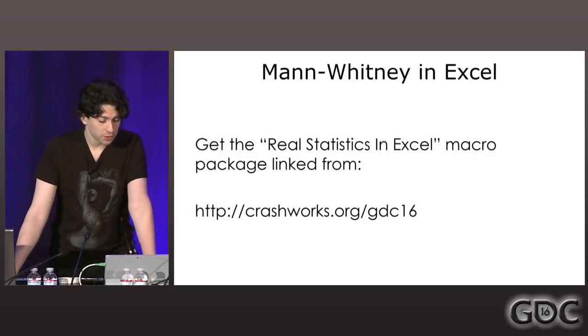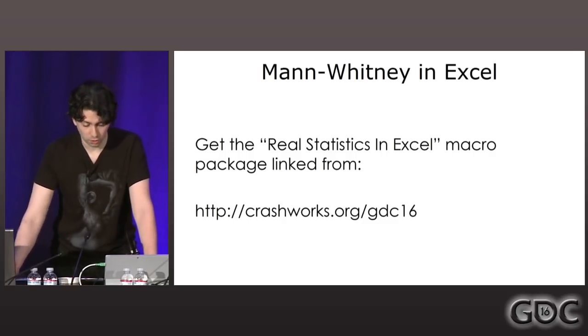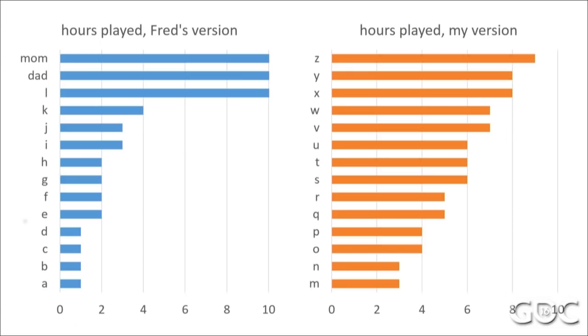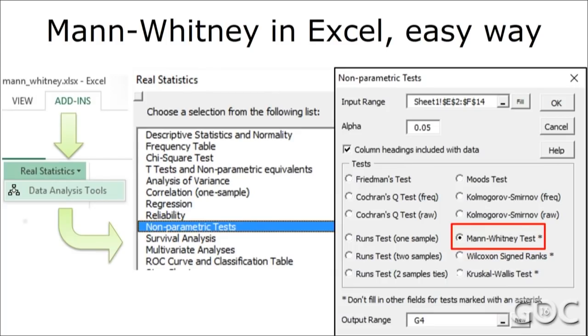This one is not built into Excel, but there's this awesome guy who made a whole bunch of wizards that includes this one. Here is our data. On the left, we've got the number of hours that people played Fred's version of the puzzle. On the right, we've got the number of hours that people played my version of the puzzle. Pull the data into Excel. Pop open the thing. This is the wizard that I'm giving you. Pop open the non-parametric test.